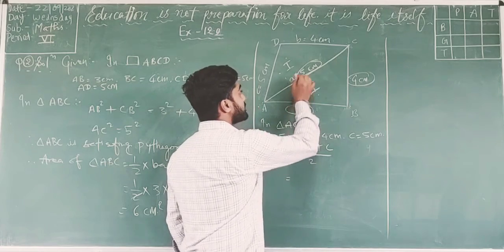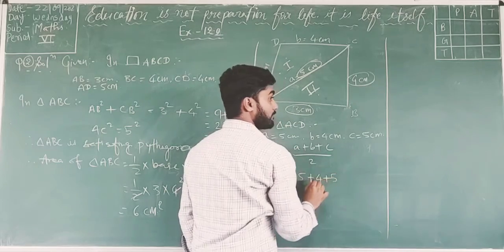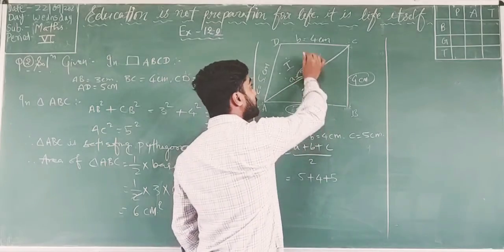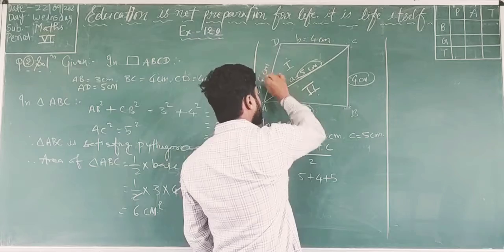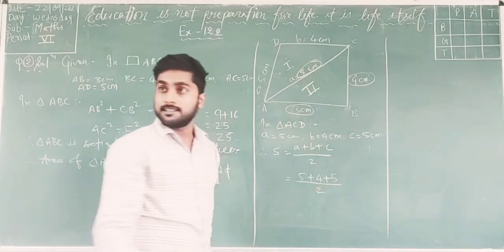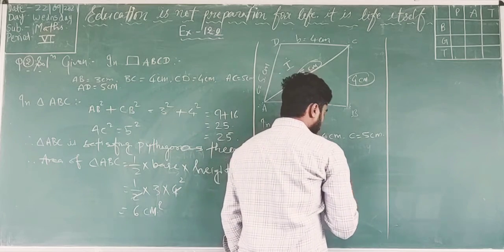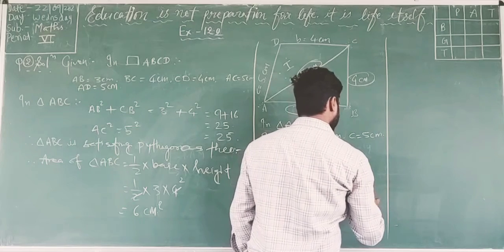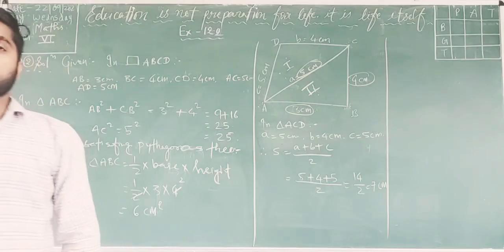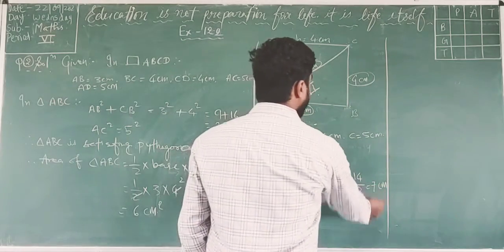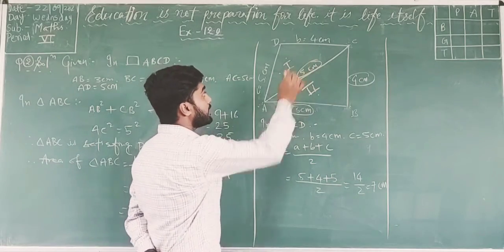So what will we get? Because in the place of A there is 5, in the place of B there is 4 and in the place of C there is 5. So 5 plus 4 plus 5 upon 2. Is it clear? Now 5 plus 5, 10. 10 plus 4, 14. 14 upon 2 equal to 7 centimeter, which is semi-perimeter of triangle. Now we have to use Heron's formula to find the area of triangle ACD.